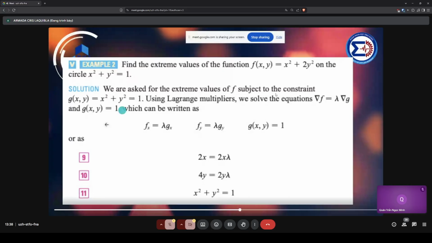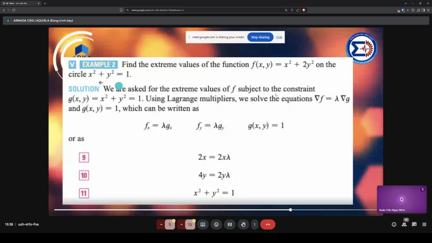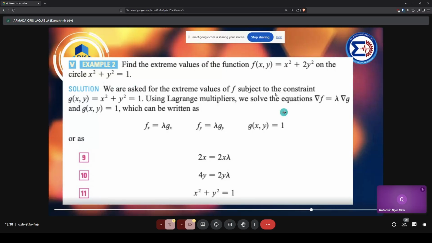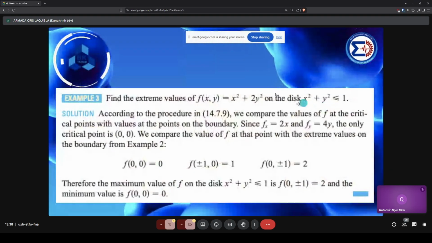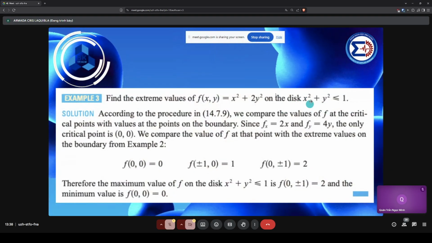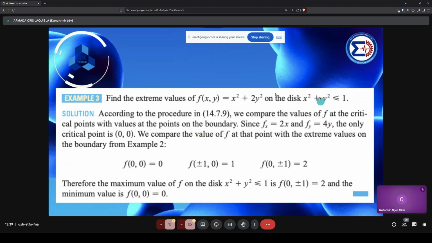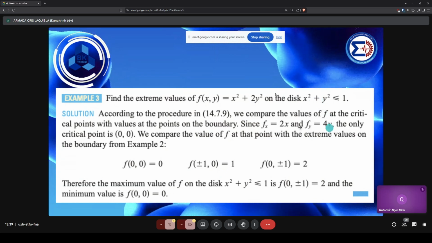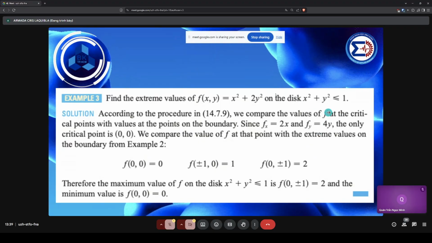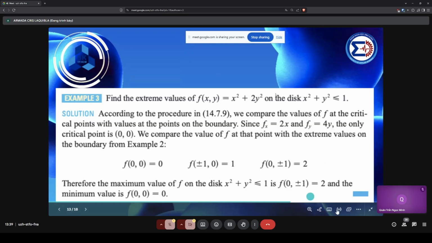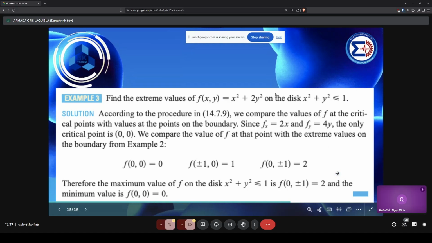Parts of the circle, right? Only the points on the circle. Now, the second example that we have here is a disk. What does it mean by the disk here? This is x squared plus y squared less than or equal to 1. If you graph this, the points inside the circle will satisfy also. So we will consider all the points on the circle and inside the circle.